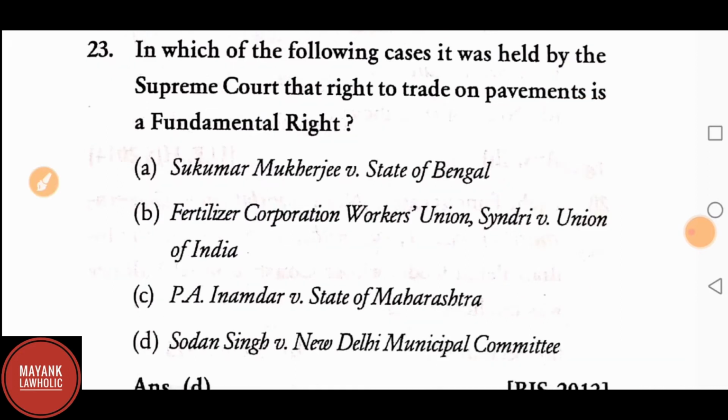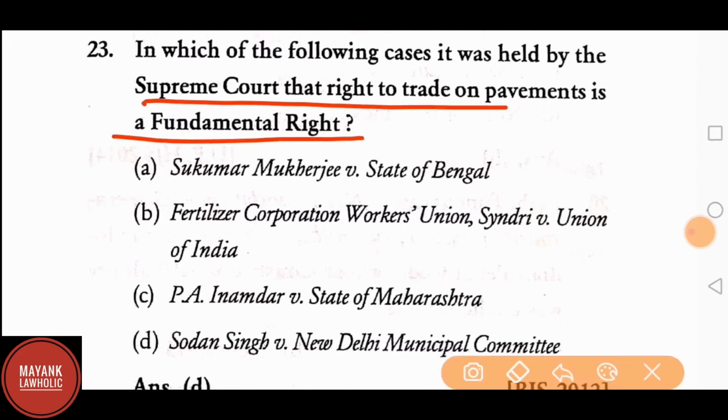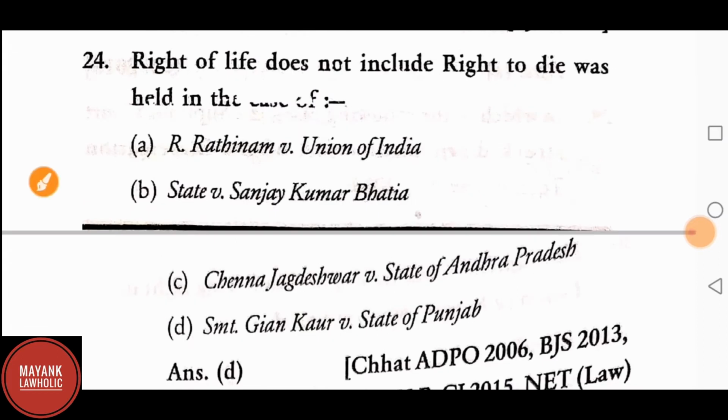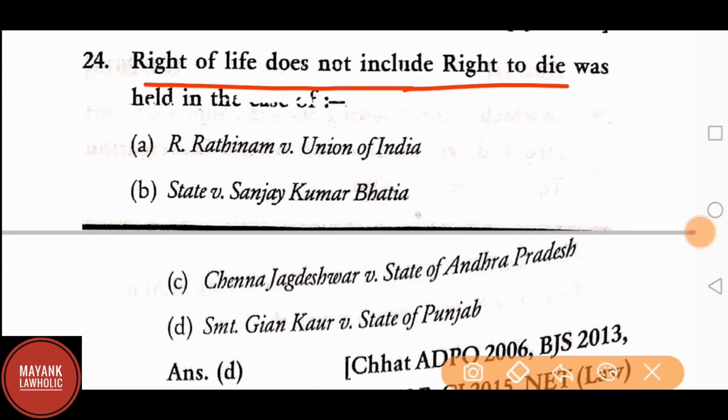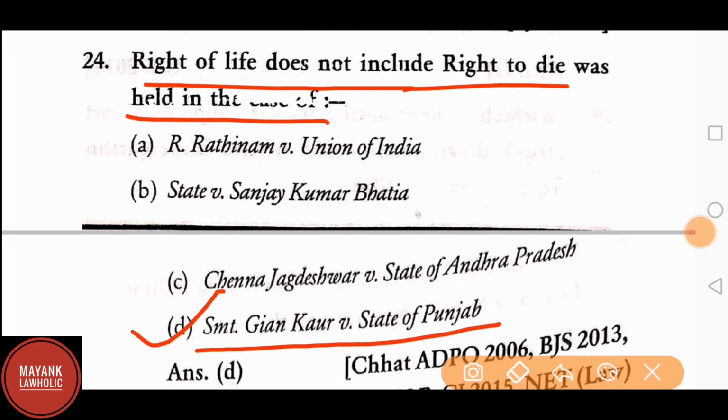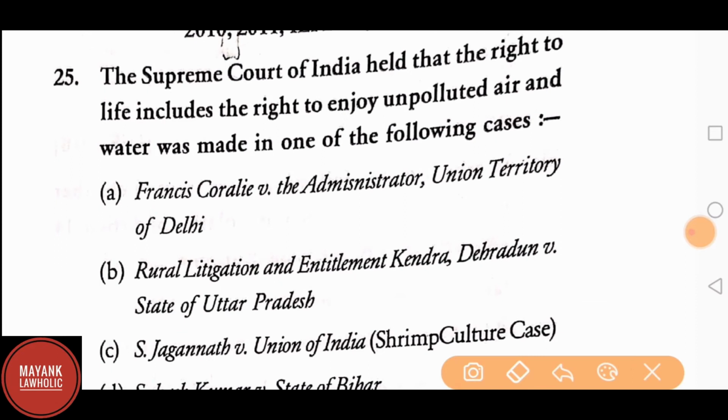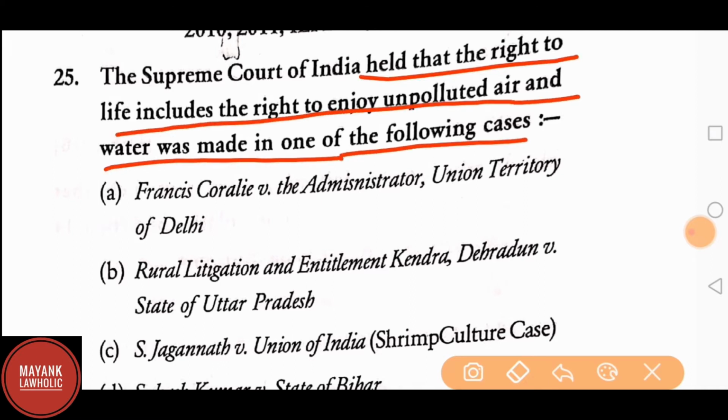Question number 23. In which of the following cases was it held by the Supreme Court that right to trade on pavements is a fundamental right? It was held in the case of Sodan Singh versus New Delhi Municipal Committee. Question number 24. Right to life does not include right to die was held in the case of D. Smt. Gian Kaur versus State of Punjab. Question number 25. The Supreme Court of India held that the right to life includes the right to enjoy unpolluted air and water in one of the following cases?